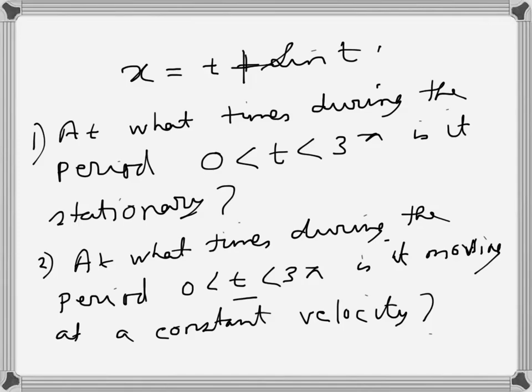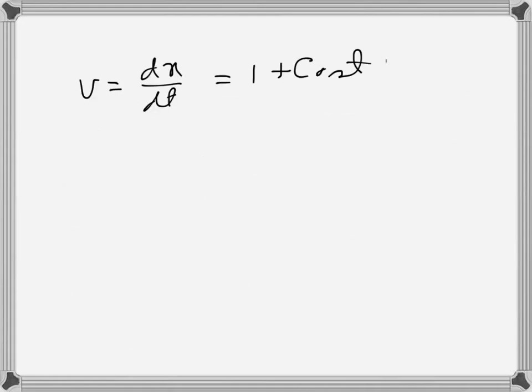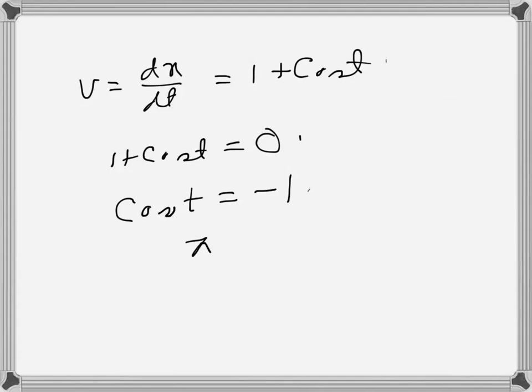means the velocity is 0. So velocity v is dx over dt, which is 1 plus cos t if I differentiate this one. So when it is stationary, this one will be 0. So cos t is equal to negative 1. So that happens when t is equal to pi, because cos pi is the negative 1 within this interval, because t is less than 3 pi.